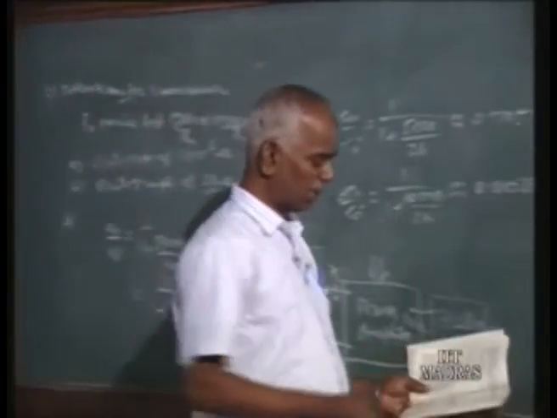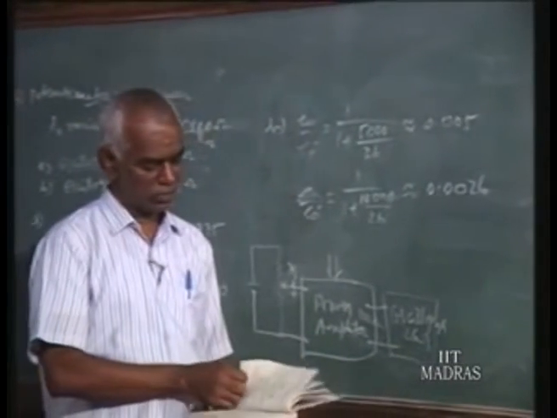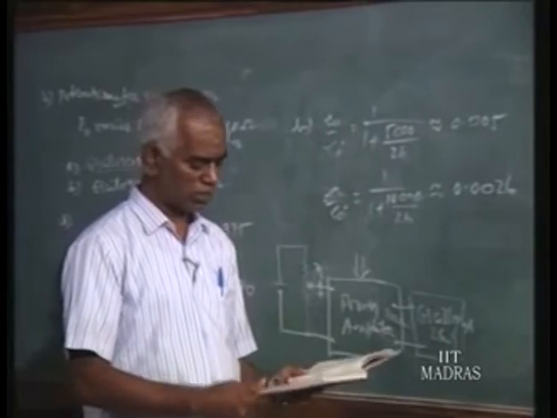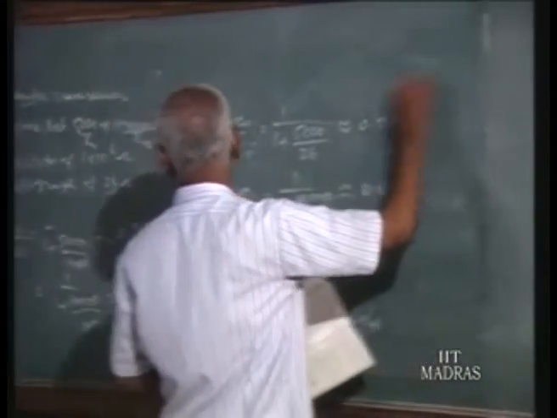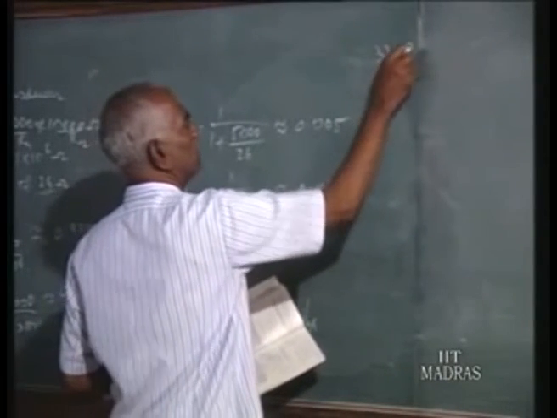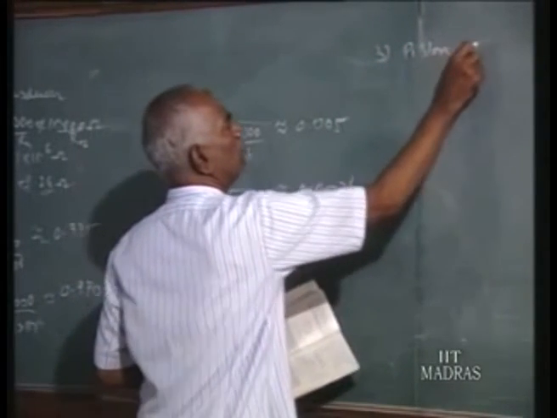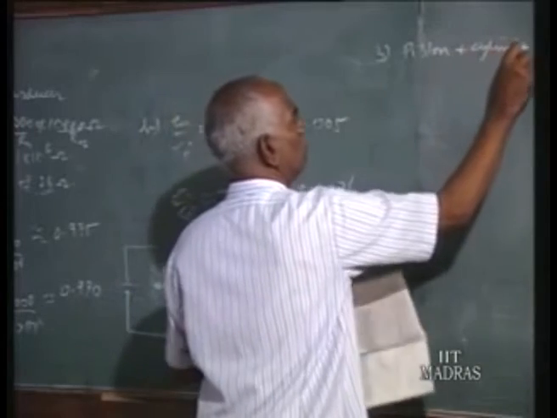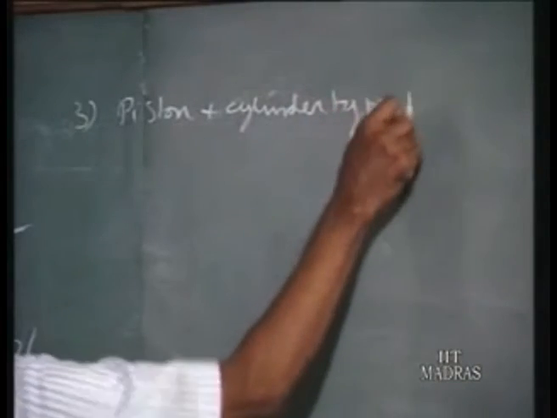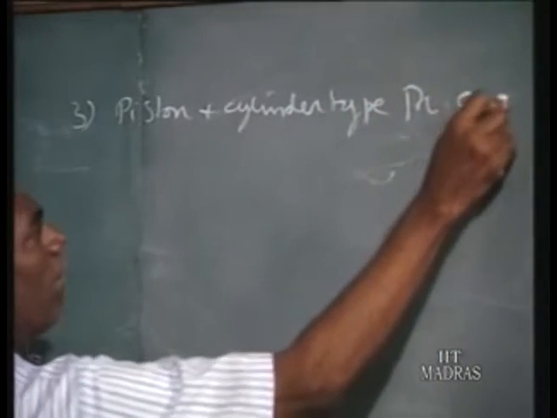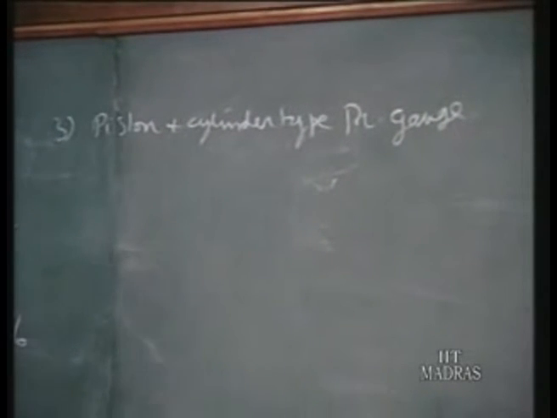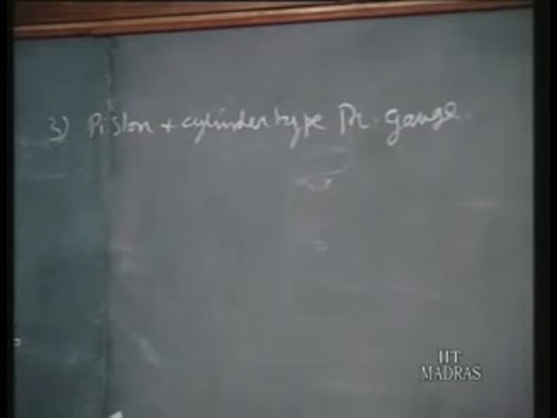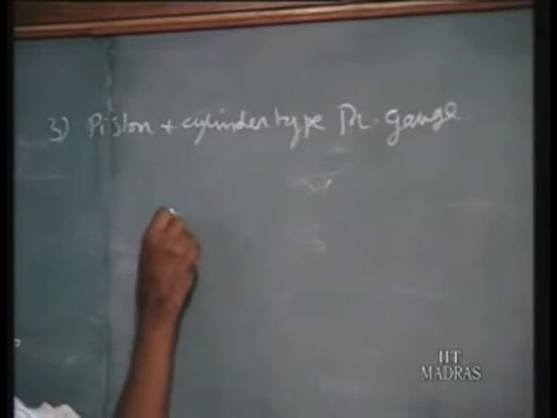For this we take the same conventional example we have been seeing from the very beginning, a piston and cylinder type pressure gauge. That is the third problem, piston and cylinder type pressure gauge. The given values are, yeah, it looks like this. The diagram is like this.